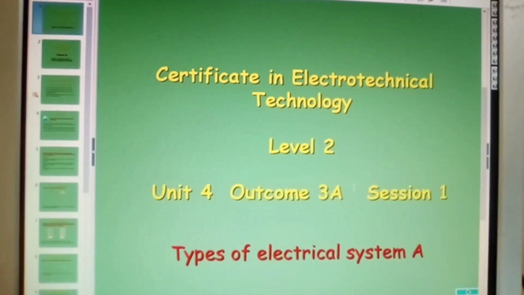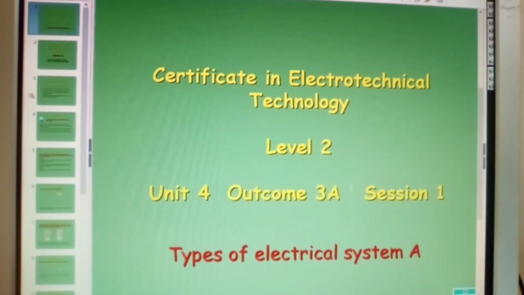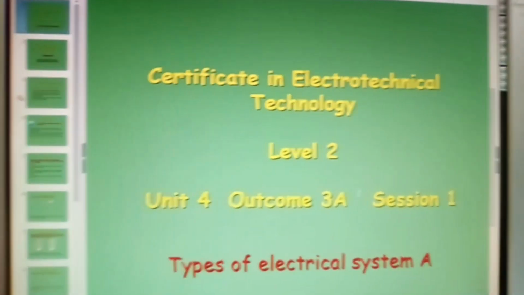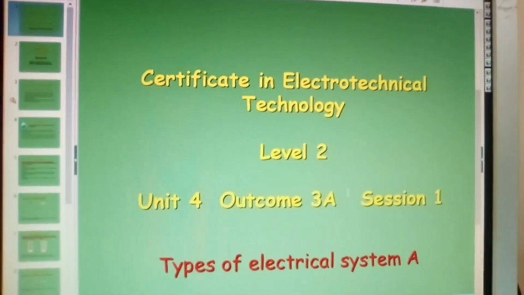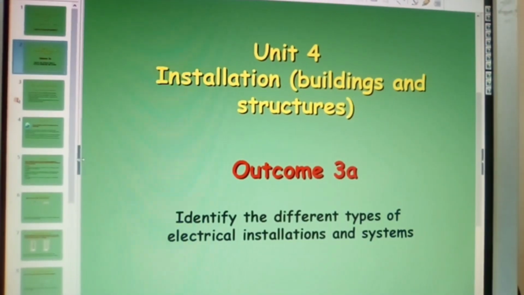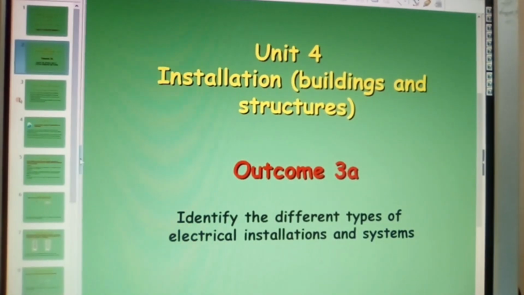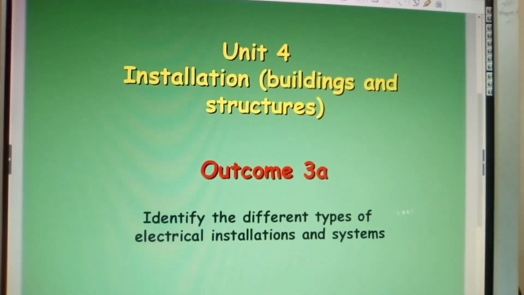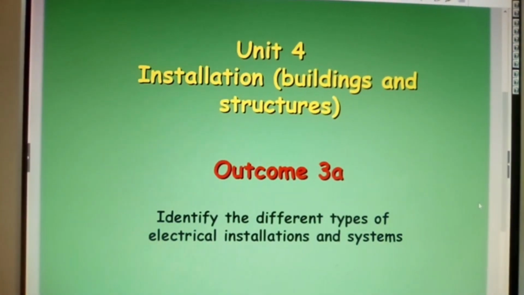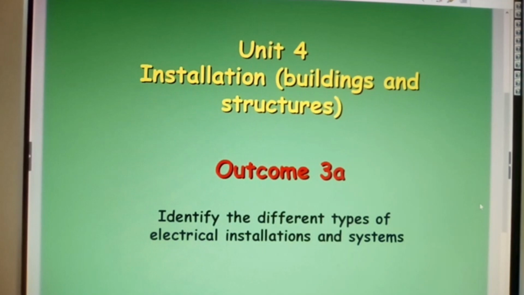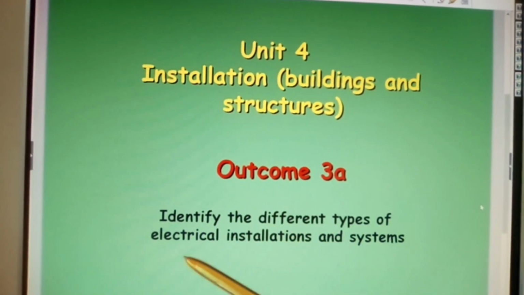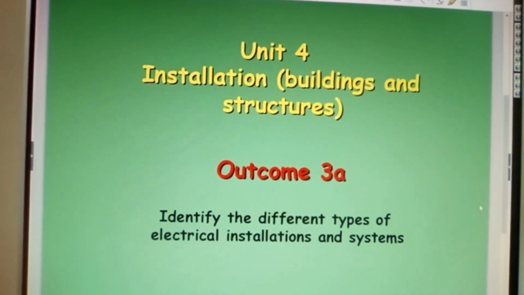What I want to continue with today is types of electrical systems, okay? And this is in two parts. And identify the different types of electrical installations and systems, okay?